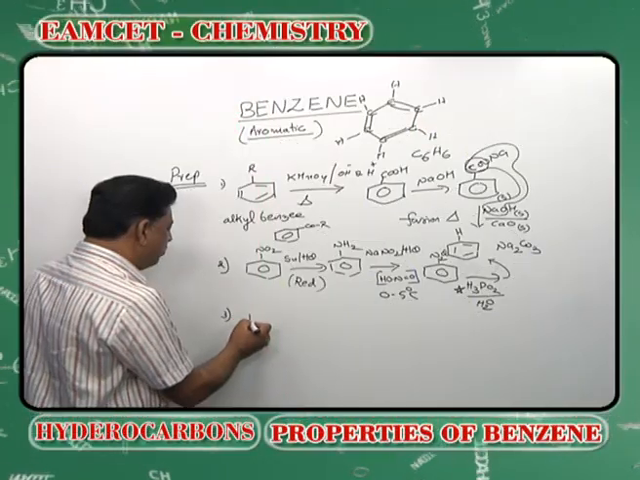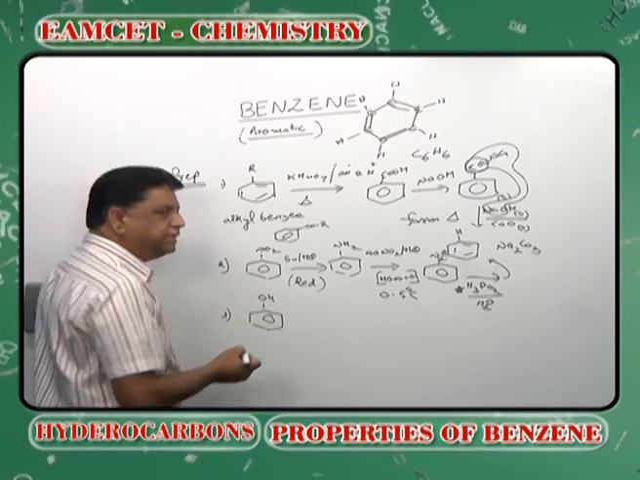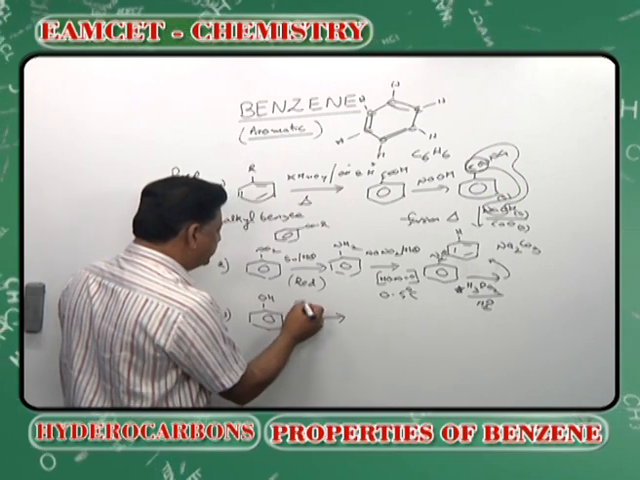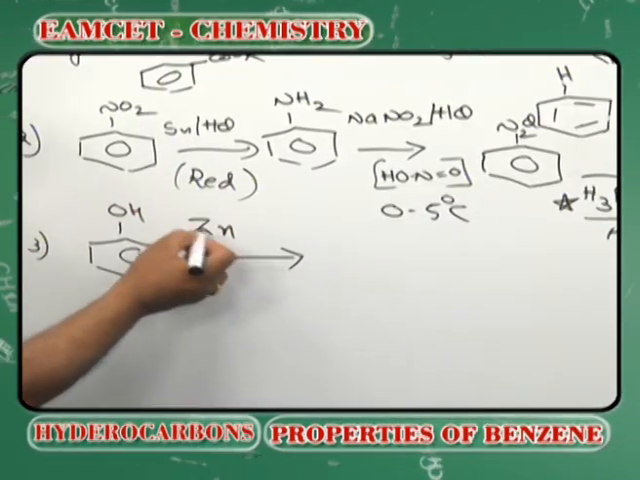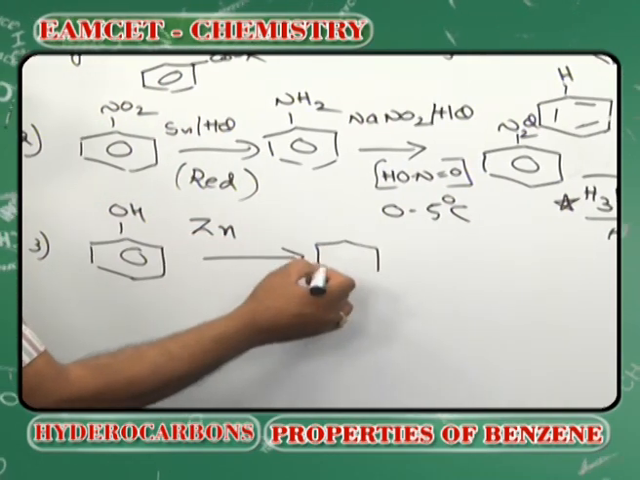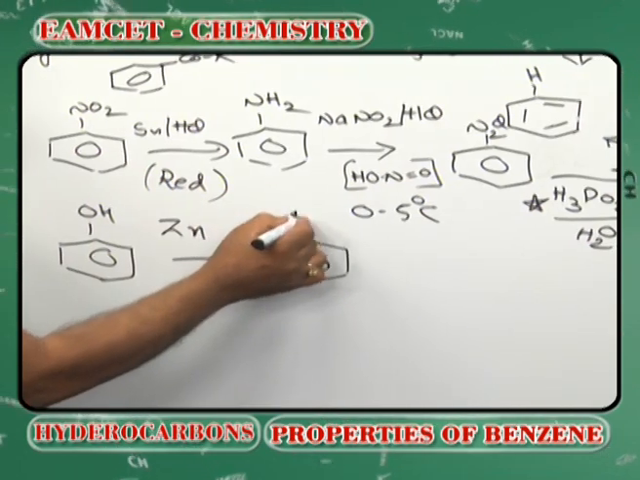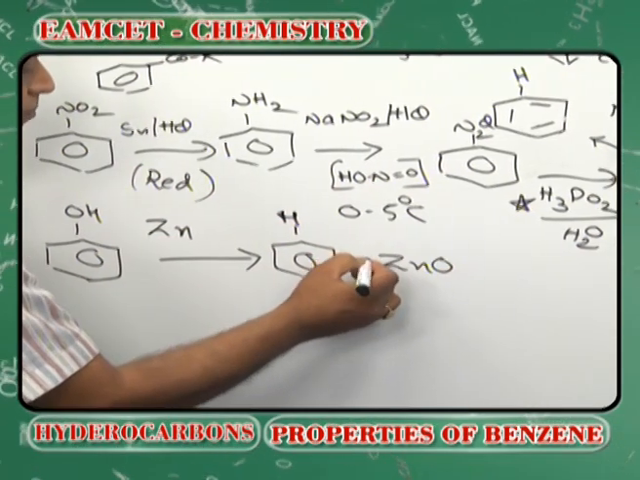Now similarly we have one more method where if an OH group is there, it can be removed. If an OH is there, it can be removed with the help of zinc, and the zinc takes away this oxygen and becomes zinc oxide, and you will get a reduction of phenol into the hydrogen, that is, benzene can be formed. Zinc forms into zinc oxide.